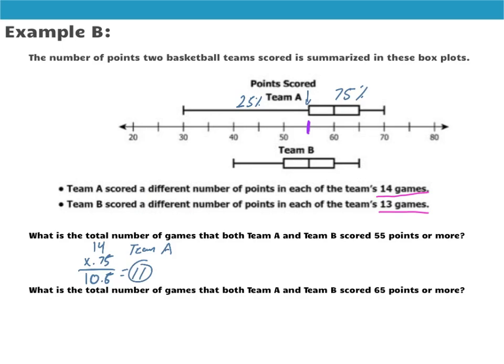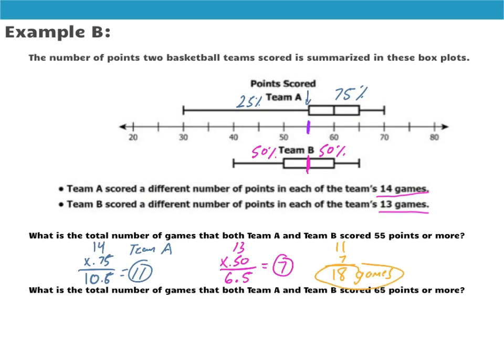Now let's take a look at team B. So team B, the 55 mark is their median, which means 50% above is what we're going to be looking for. And there's also 50% below, but that's not what we're going to be looking for. So we're going to take our 13 games and multiply it times 0.50 to represent our 50%. When we do that, we're going to get 6.5, but again, we can't have half of the number of games, so we're going to have to apply our rounding. So 6.5 is going to round up to 7 games. So now we're going to add our totals together. So our 11 games for team A, our 7 games for team B, and we're going to get 18 games.